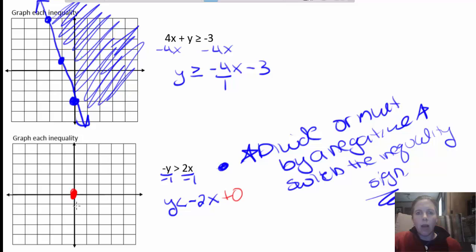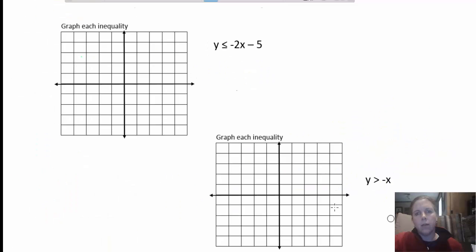And we're going to go negative again, so down 2 to the right 1, down 2 to the right 1, which is the same as up 2 to the left 1. I'm sorry, up 2 to the left 1. Okay, and it is less than, not less than or equal to, so we're going to have a dashed line, and it's shaded. It's less than, so we would pick below. Just like that.